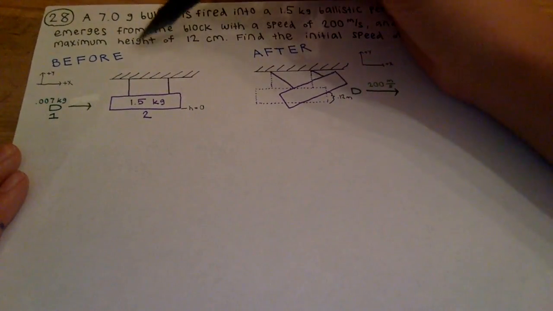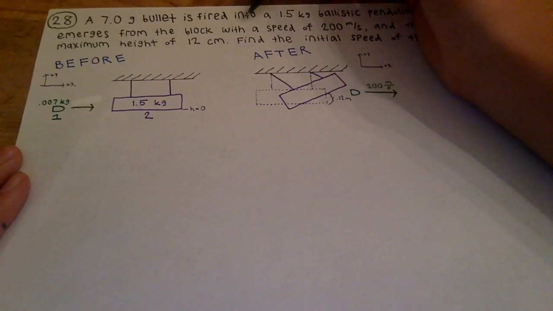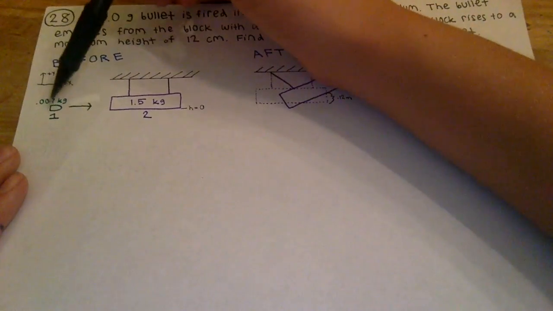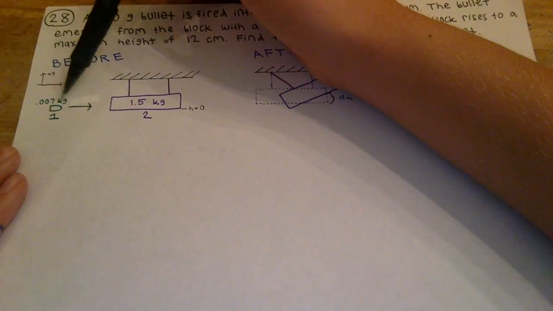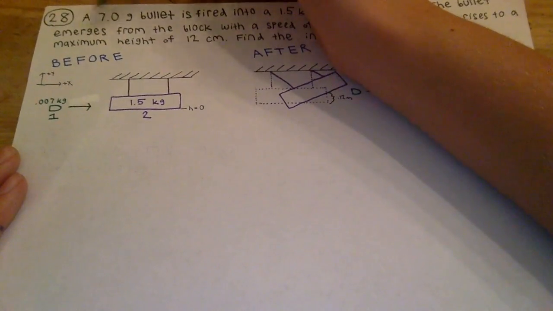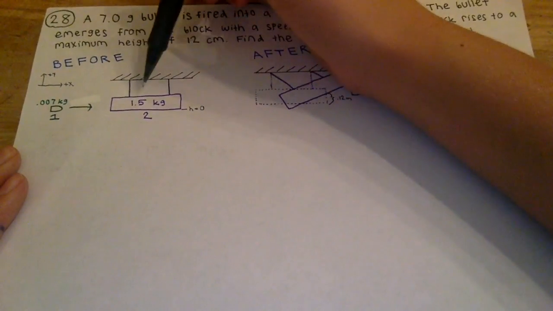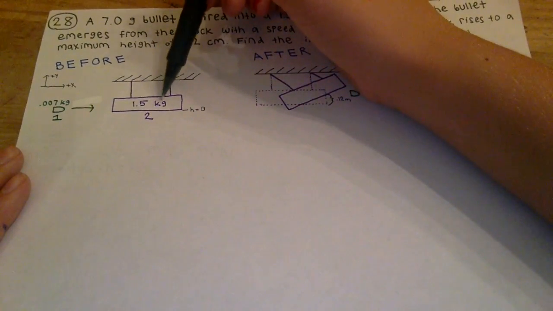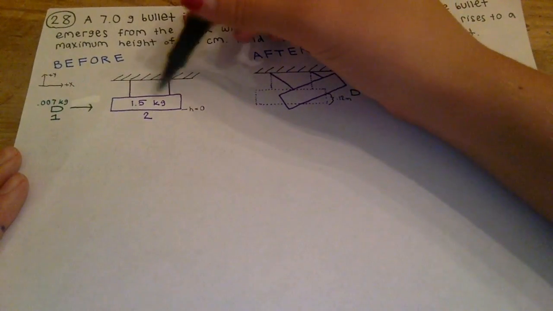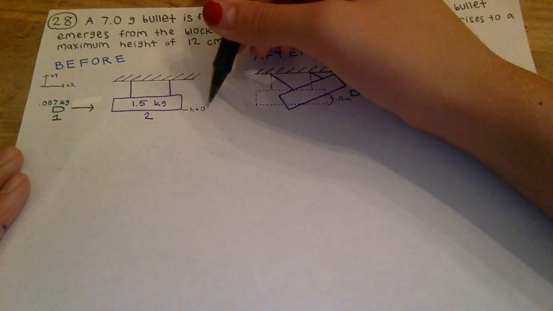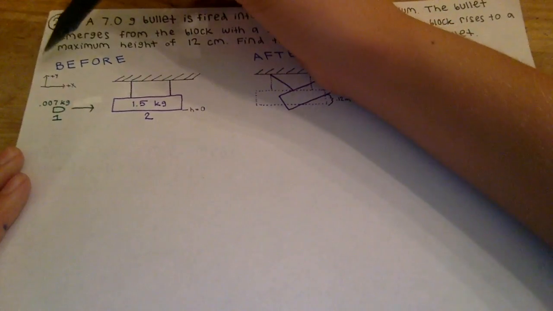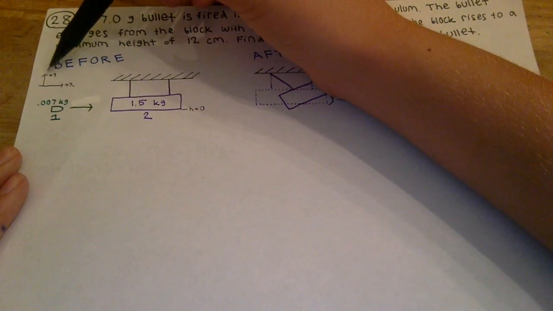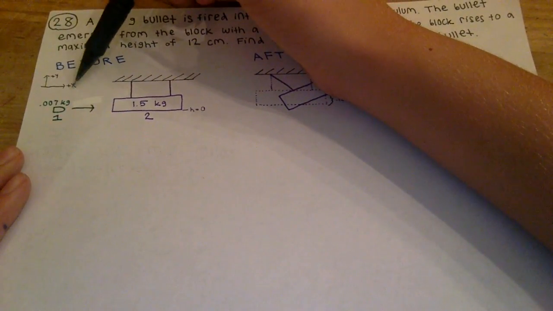So here I've drawn us a before and after picture of the situation. Here the bullet, which is 0.007 kilograms, I just did a simple conversion, is traveling towards the ballistic pendulum, which is 1.5 kilograms. The ballistic pendulum is at a height of 0, I made it a height of 0. And the positive x and y axes I've labeled.